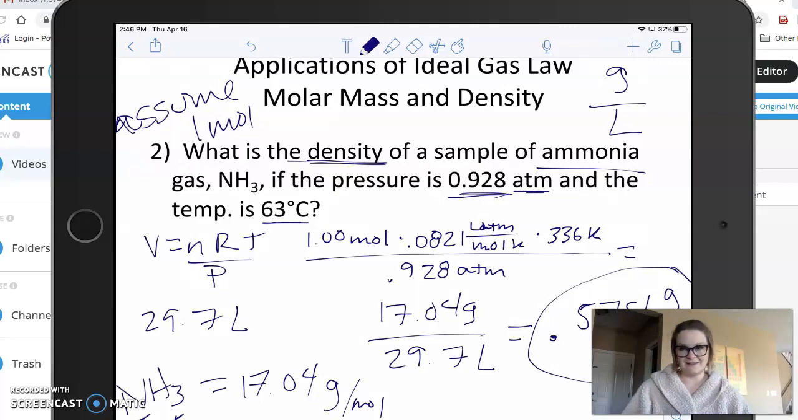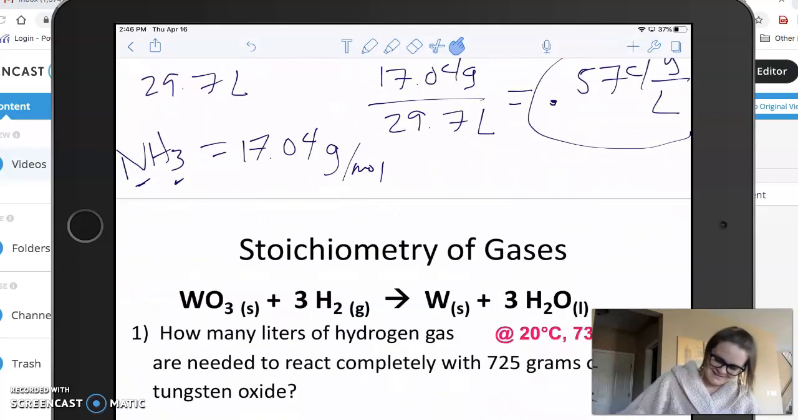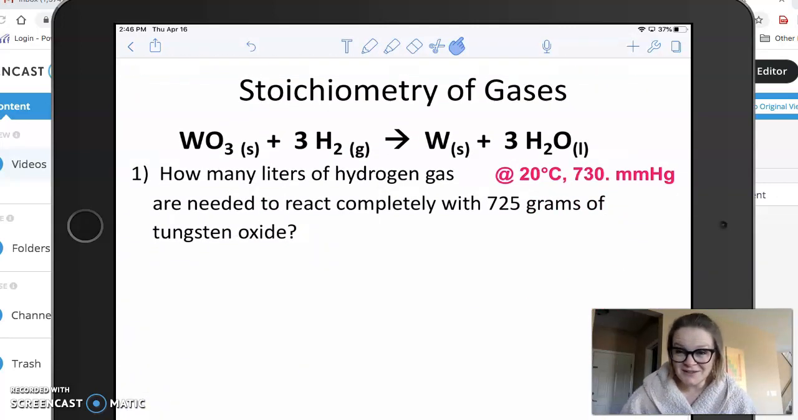Gases are way less dense than water. Water has a density of 1. So if you ever end up with a gas density that is above 1, something happened. You know what's even more fun? We can do stoichiometry.